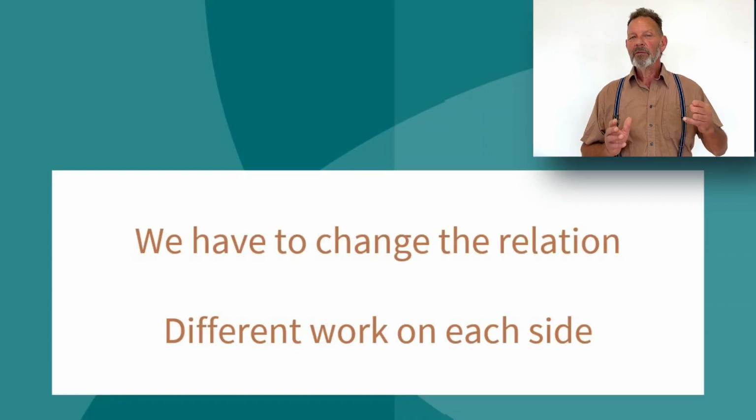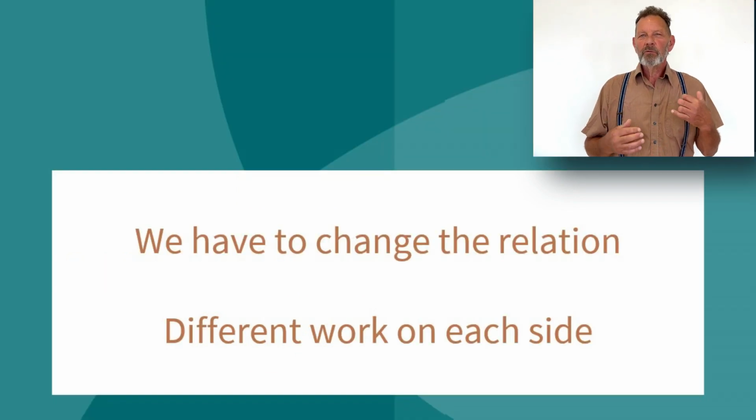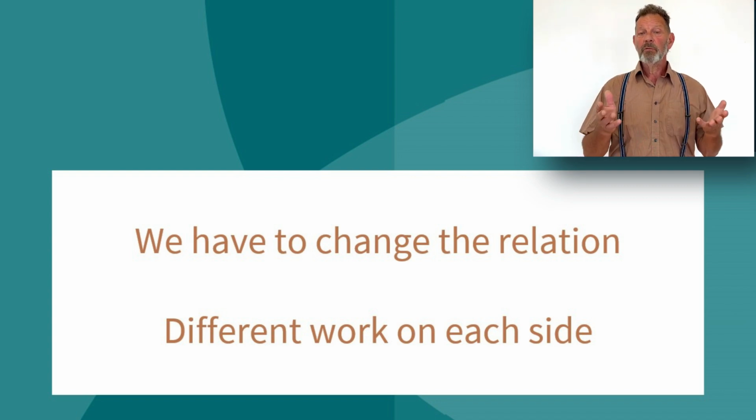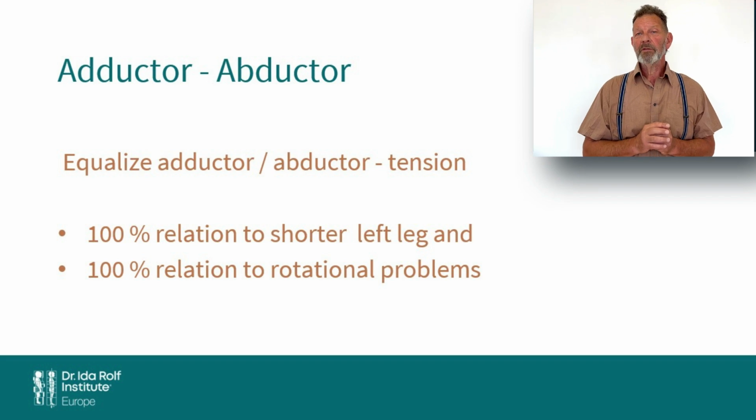And what we have to do, we have to change the relation. So we should not work the same on both sides, because we have to work differently on the sides, because we want to change the rotational relation, the length relation. And we have to equalize the adductor-abductor situation, because it's really 100% related to a shorter left leg, and 100% related to rotational problems.